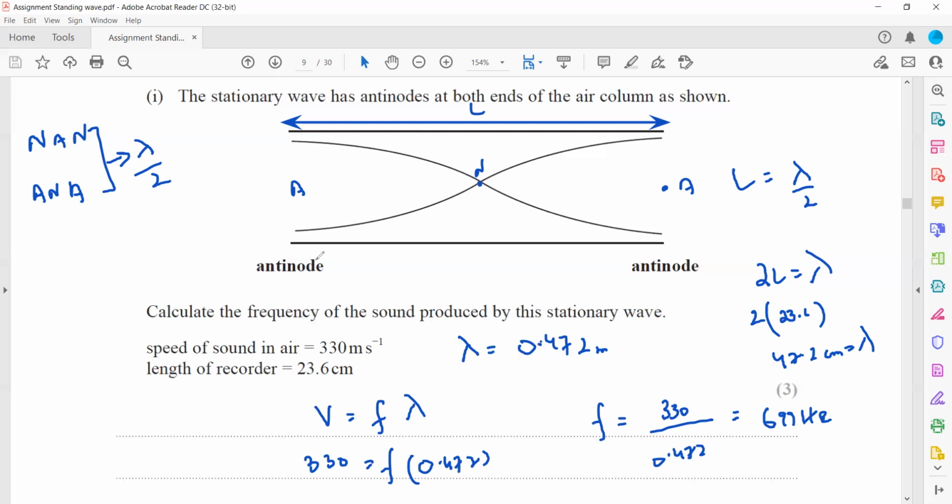Is it clear? The first part. Then the second part.